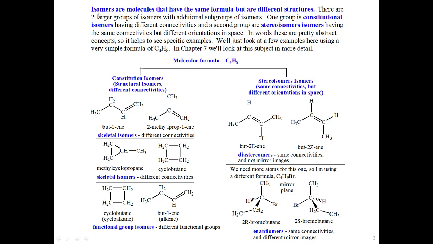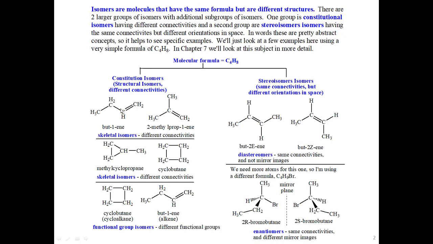Iso means equal, mer, unit. So these are molecules that have the same formula, okay, but they're not identical. So they have different structures somehow. There's two broad groups, and I'm going to use C4H8 as our example. We have structural isomers, which have different carbon skeletons, or constitutional isomers.